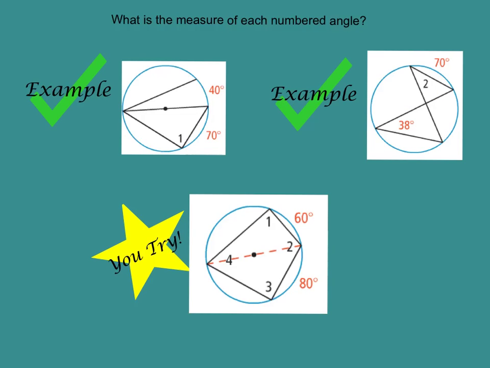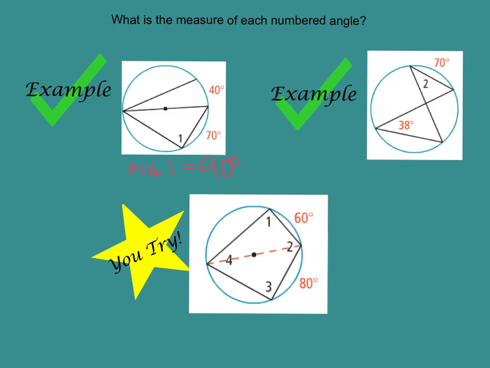Okay, so let's look at some examples. The first problem, we are looking for the measure of angle 1, and I see that angle 1 is inscribed in just half of this circle. So it's inscribed in a semicircle, which means the measure of angle 1 is 90 degrees.